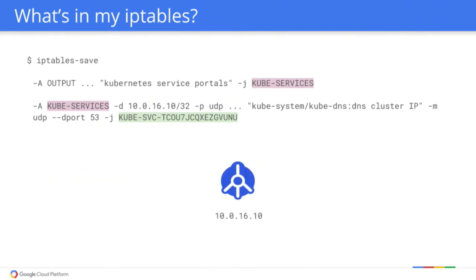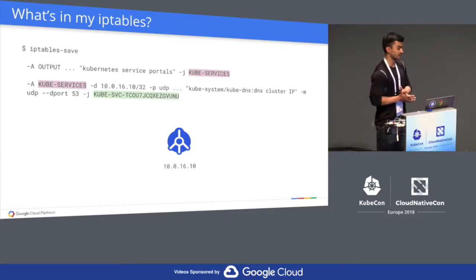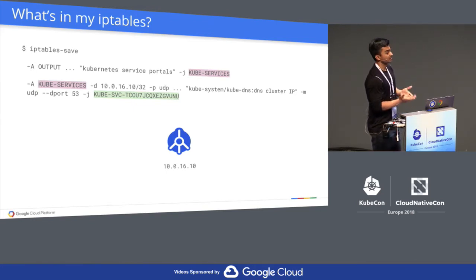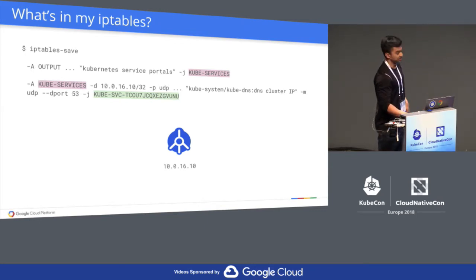So this first chain here is called KUBE-SERVICES, and we can see that any packet that's destined for 10.0.16.10, which is just a cluster IP VIP, jumps to this chain called KUBE-SVC in the green. And this is representative of a service, right? So we have our cluster IP there.